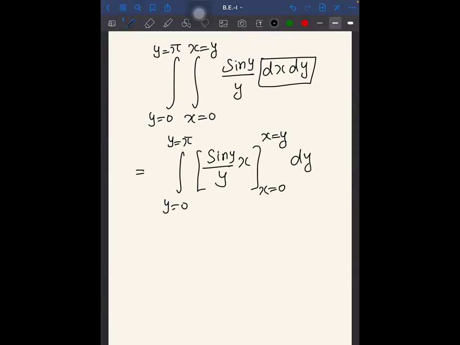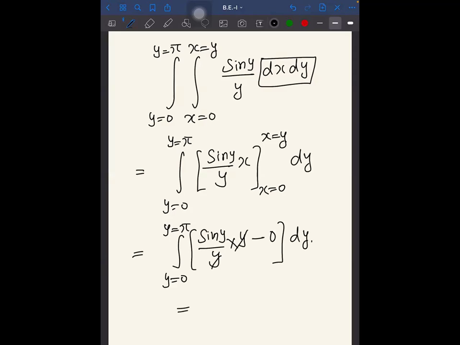Yes, tell me. Yes, sir. So now you put the upper limit first. So this will become what? Sine y by y into y minus... Now you put 0, that will become 0 dy. So that would be minus cos y from 0 to pi. Okay, so minus cos pi minus cos 0, right? So it will become 2. Are you with me? Yes, sir. Are you getting the points?